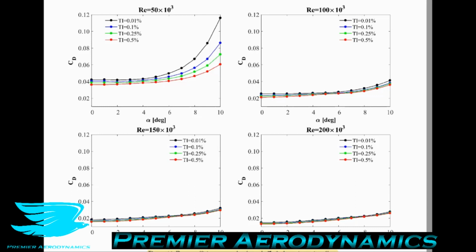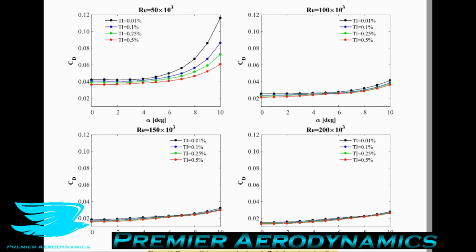So at high Reynolds numbers, where disturbances propagate more effectively, changing the turbulence intensity level a little doesn't really make much of a difference. You need to have a higher turbulence intensity level. So if a turbulence intensity level was like 5% instead of 0.5%, then I'm quite confident that we would see significant changes in the drag coefficients even at higher Reynolds numbers.